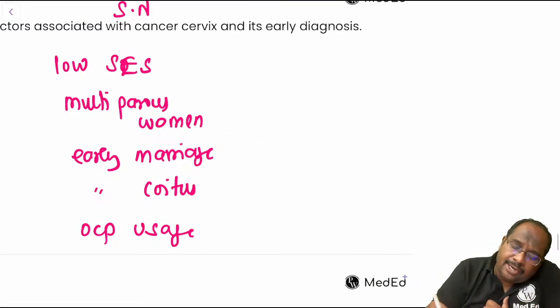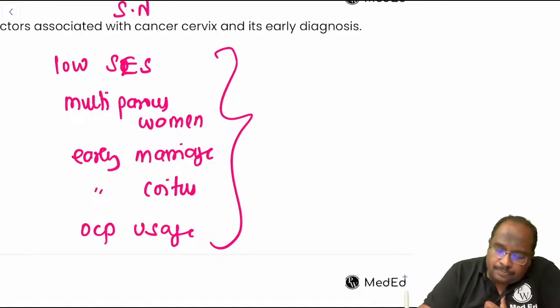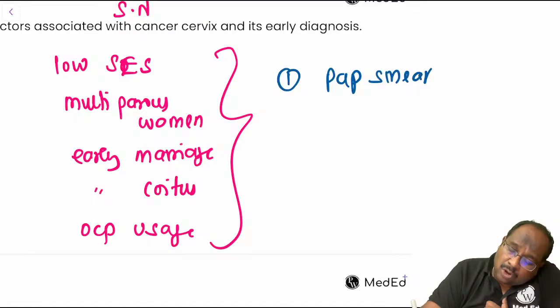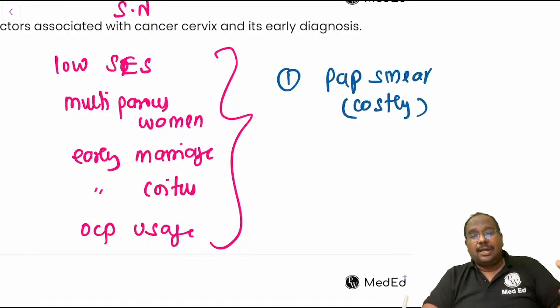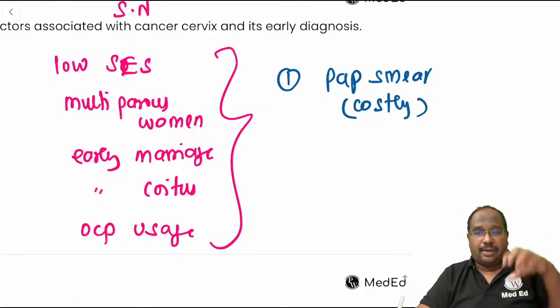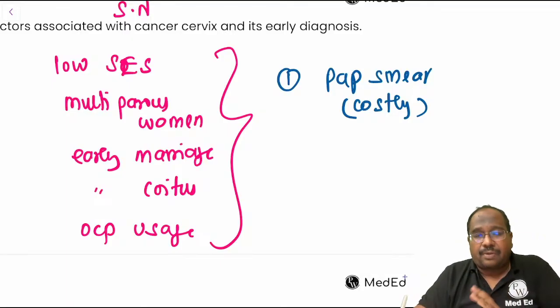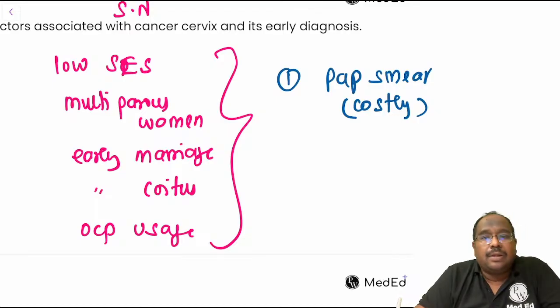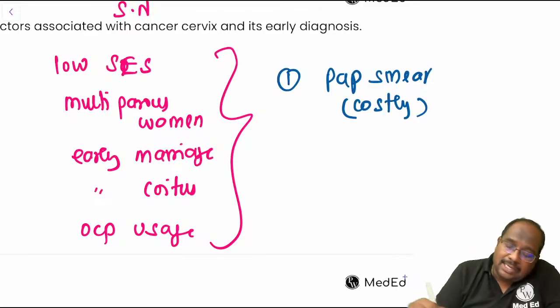How can you screen it? Screening, what can you do? One, you can do pap smear. Doing pap smear is not costly, but other things are required: you need a laboratory, cells you have to see, a microscope is required. Fine. What is a little easier way?